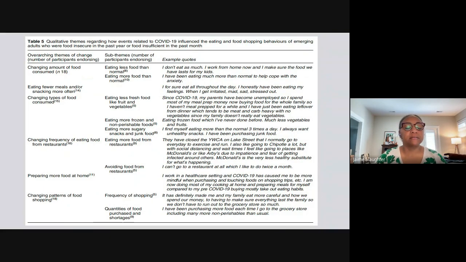So one participant said, with respect to frequency of shopping, "It definitely made me and my family eat more carefully and be careful in how we spend our money, having to make sure everything lasts the family so we don't have to run out to the grocery store so much." And then in terms of quantities of food, a participant wrote, "I have been purchasing more food each time I go to the grocery store, including many more non-perishables than usual."